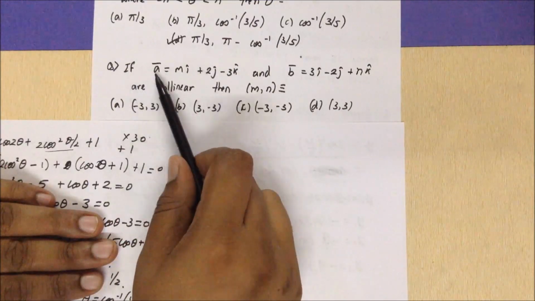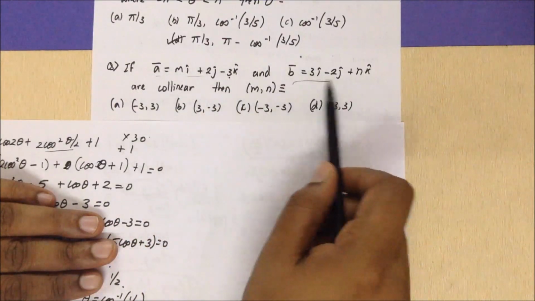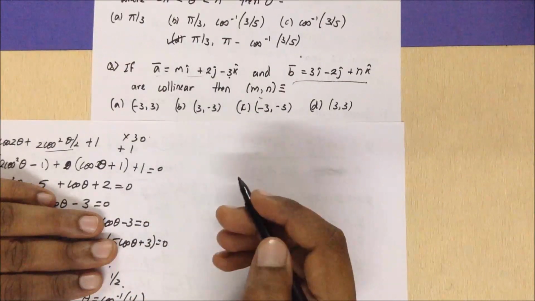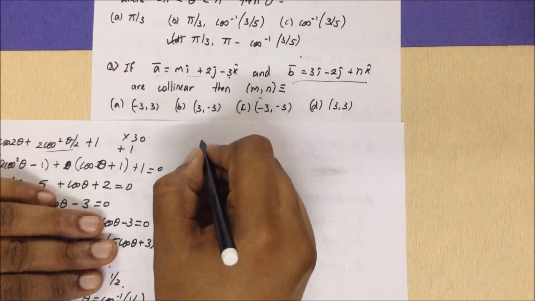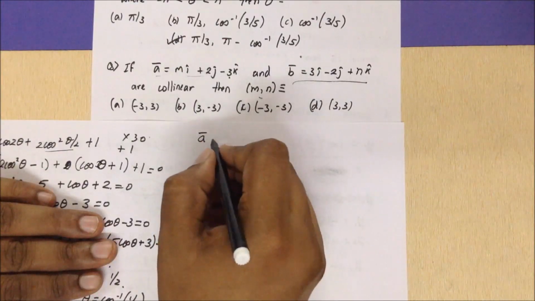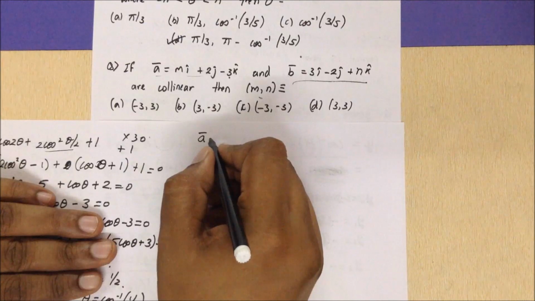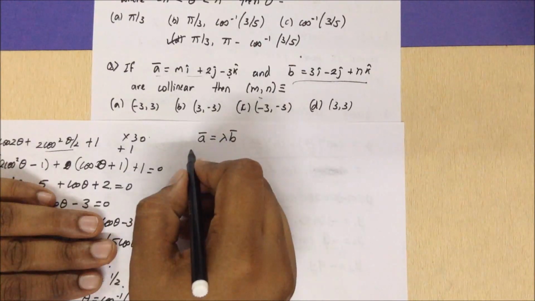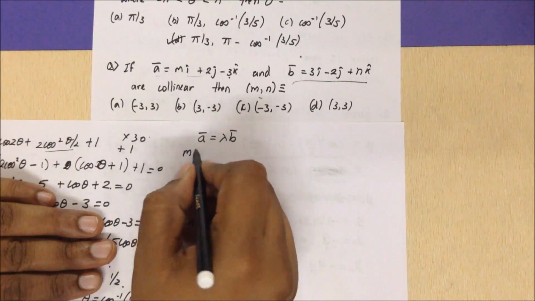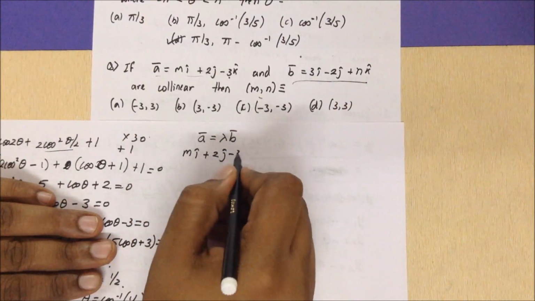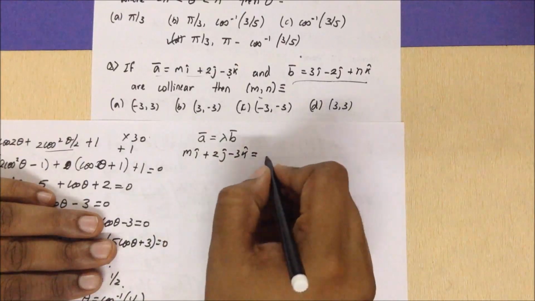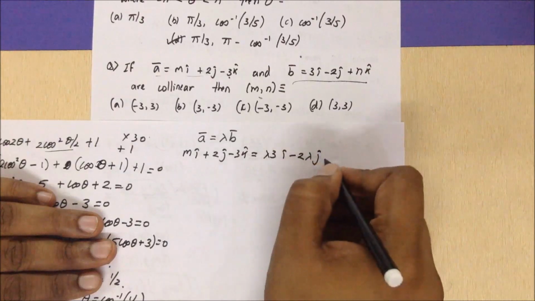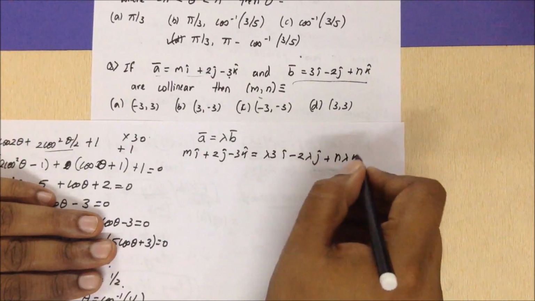Moving to the next one, if my A bar is given by this and my B bar is given by this and they are collinear, then I have to find what is going to be my m and n. So for collinearity, I know that A bar will be equal to lambda B bar. So using this particular relation, I can get m i cap plus 2 j cap minus 3 k cap is equal to lambda times (3 i cap minus 2 j cap plus n k cap), that is 3 lambda i cap minus 2 lambda j cap plus n lambda k cap.